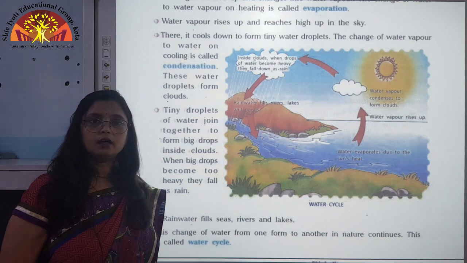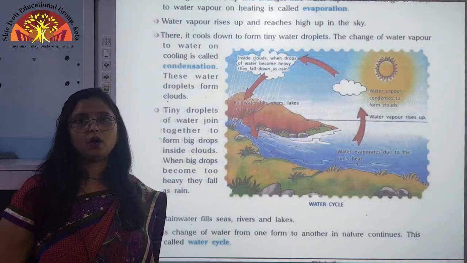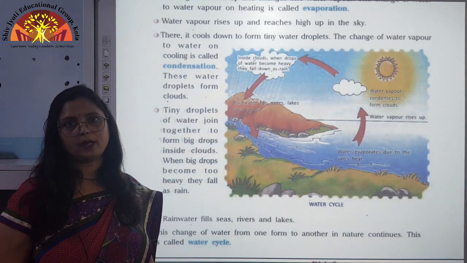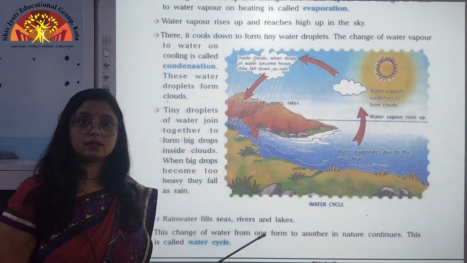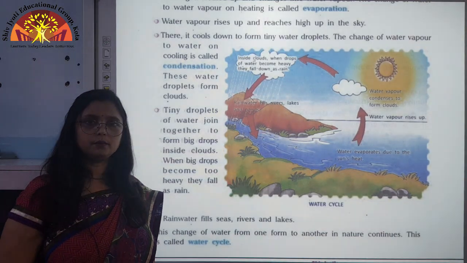So children, now you have understood what the water cycle is? Okay, so this was all about the explanation part of this chapter. This is part 1 of this chapter. The rest we will be discussing in our next video lecture, but before that we will do some definitions.